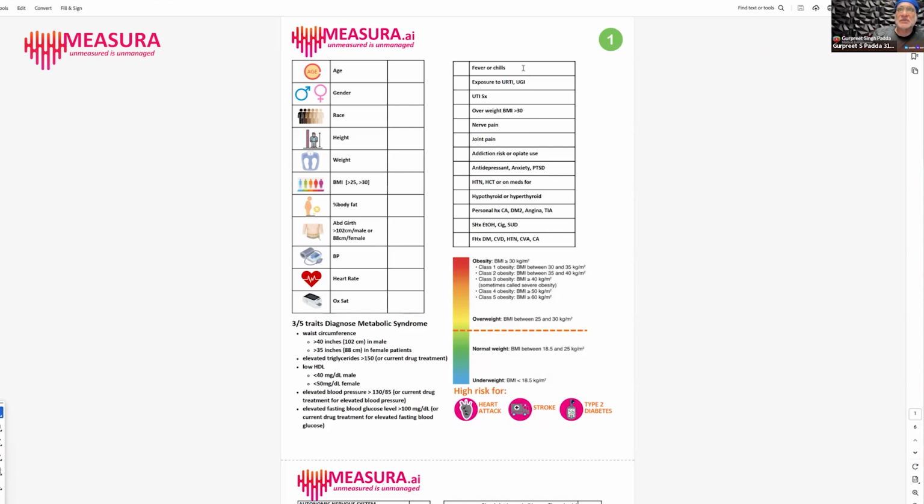We ask a few simple questions. If they are positive on any one of these, they have metabolic dysfunction, guaranteed. But we just ask very simple questions. If they're negative on every one of these, then this is where we stop and there's nothing else to do. So if they're overweight, their BMI is high, if they're on antidepressants, if they're at risk for addiction or opiate use, if they have joint pain, nerve pain, if they're positive on any of these, we can go on to step two.